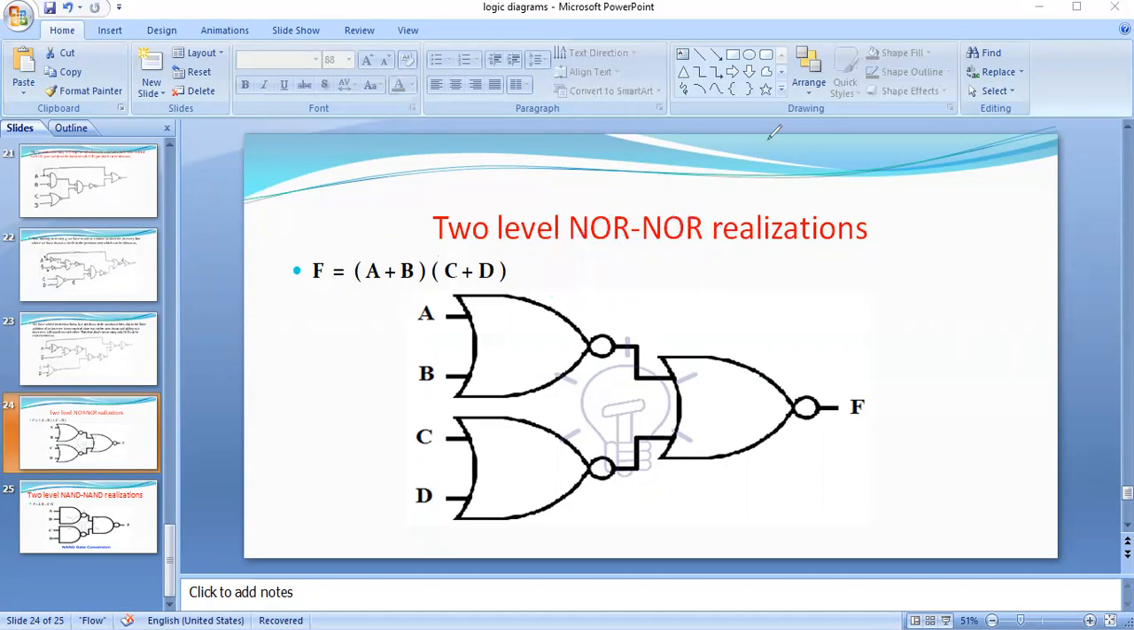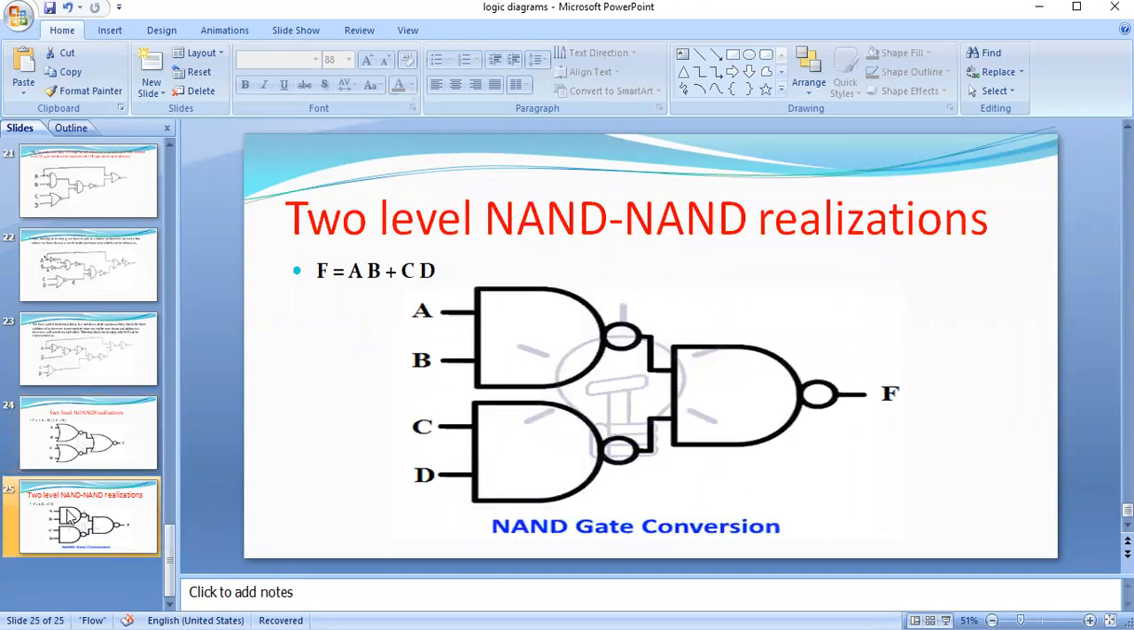Okay. And next, I'm taking one more example, that is NAND realization, two-level implementation. See here, I'm taking one example. F is equal to AB plus CD. If you want to implement this function using NAND gates, we only have the dot operation. So if you want to convert this OR operation into a dot operation, what I'm going to do here is take a double whole bar and apply De Morgan's theorem.